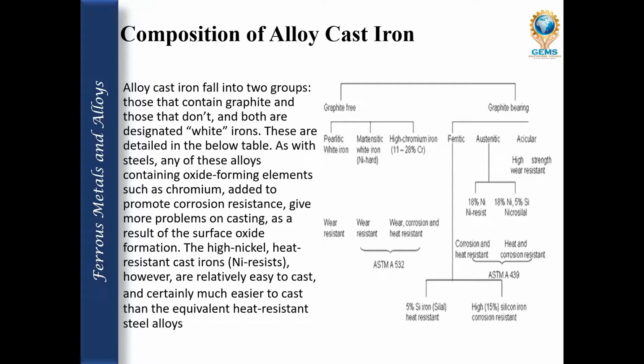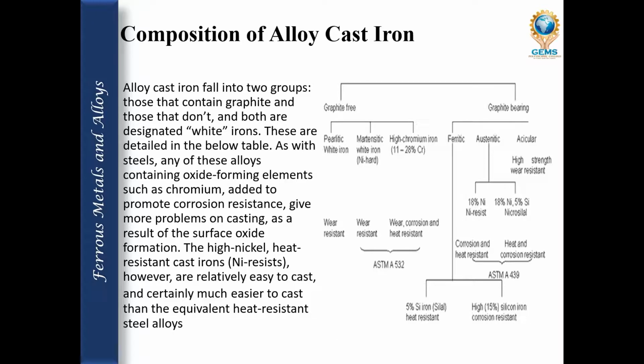As with steel, any of these alloys containing oxide forming elements such as chromium, added to promote corrosion resistance, give more problems on casting. As a result of the surface oxide formation, the high nickel heat resistant cast irons, however, are relatively easy to cast and certainly much easier to cast than the equivalent heat resistant steel alloys.